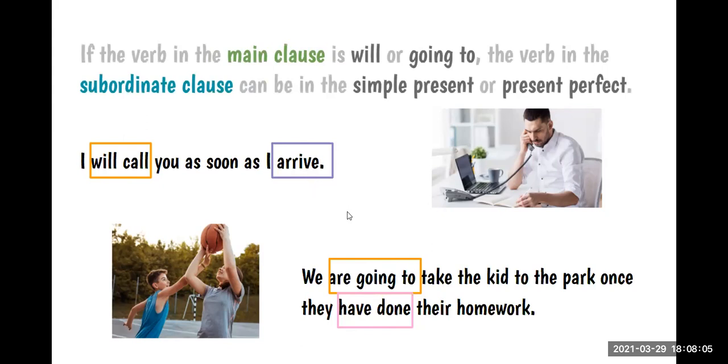It says, if the verb in the main clause is will or going to, the verb in the subordinate clause can be in the present simple or in the present perfect, okay? So we are going to follow this rule to make our sentences. We are going to use main clauses with will and going to, and subordinate clauses with present simple or present perfect. Okay? Any questions until here?